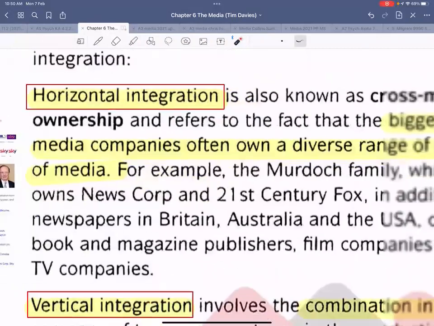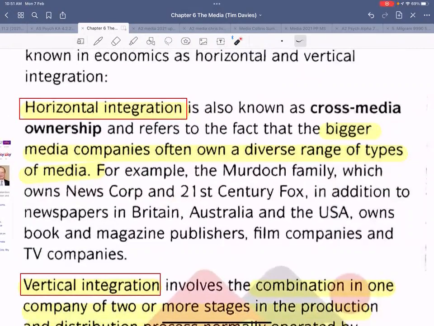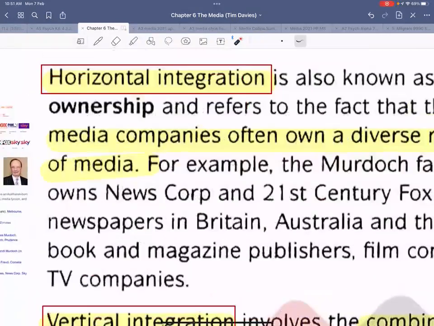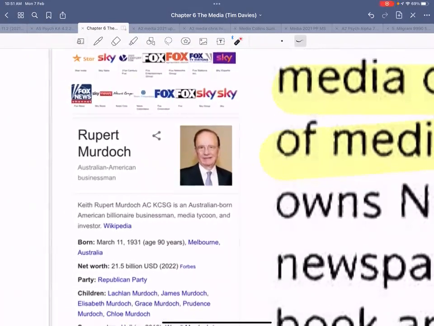We're talking about horizontal integration. This is also known as cross-media ownership, right? And refers to the fact that the bigger media companies often own a diverse range of types of media. You know, this book by Collins, right? This book that we're reading from. I'm not sure if it is still a part of Murdoch's network, but HarperCollins was once owned by Murdoch. I'm not sure about today, we'd have to double check, of course. I can go back home and double check this. So for example, the Murdoch family, which owns News Corporation and 21st Century Fox, in addition to newspapers in Britain, Australia and the US, owns books, magazine publishers, film companies, and TV companies, right? The media tycoon Rupert Murdoch could be an amazing example of cross-media ownership, of horizontal integration.